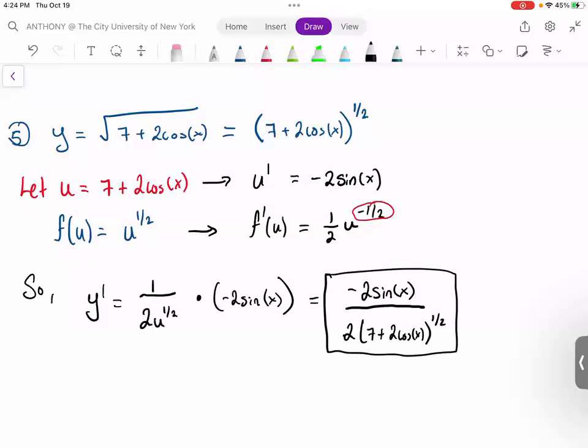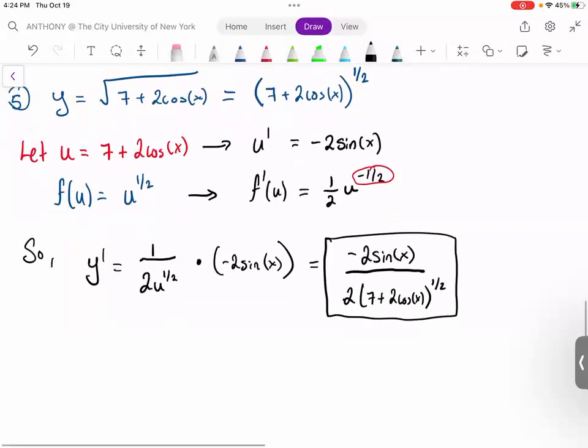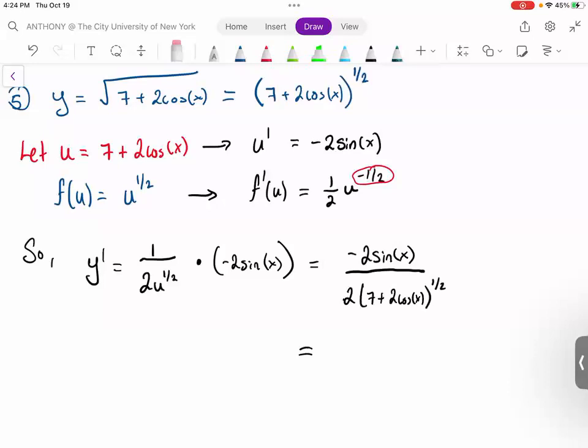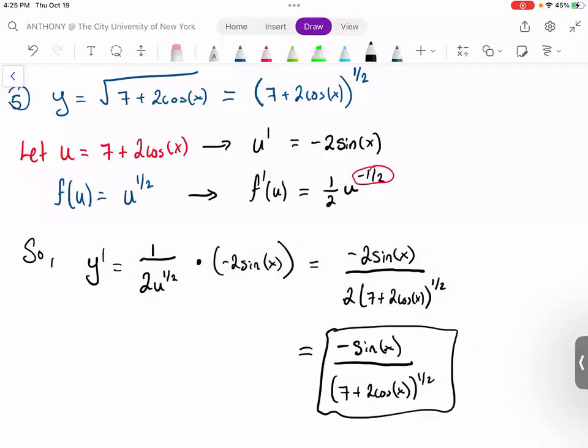Yes, Tyler, you could definitely, I just realized that. Yes, you can definitely divide the negative 2 over 2 to reduce it if you like. So yes, I know MyLab would penalize you for this, so yes, you can definitely rewrite this. You can say that it is negative sine x, all divided by 7 plus 2 cosine of x raised to the power of 1/2. That is correct. You could simplify it just a tad bit. Any other questions?